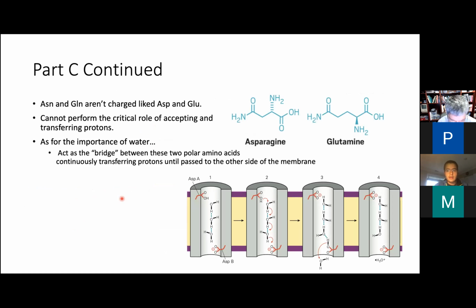And then finally, it asks for the importance of water. As you can see in this picture, water acts like a bridge between these polar amino acids, in this case aspartic acid, and it continuously passes down the protons until the protons are transferred from one side to the other. So that's the function of water in these proton channels. Yep, that was question 3.